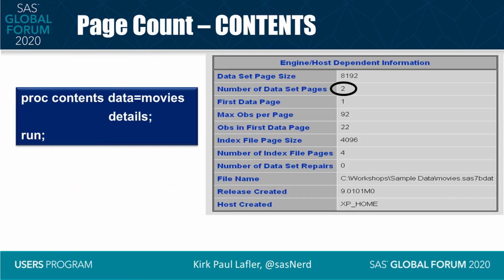For example, the page count from PROC contents, when you specify the details option, you'll see the number of dataset pages and the page size. So this is a very useful piece of information. So become familiar with the results from either PROC contents or PROC datasets. This is very useful metadata information.